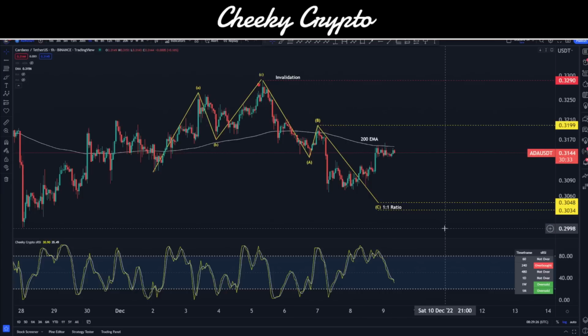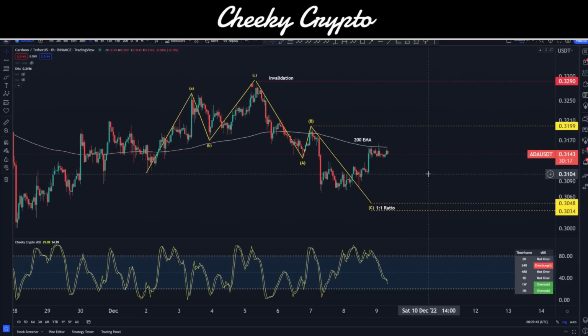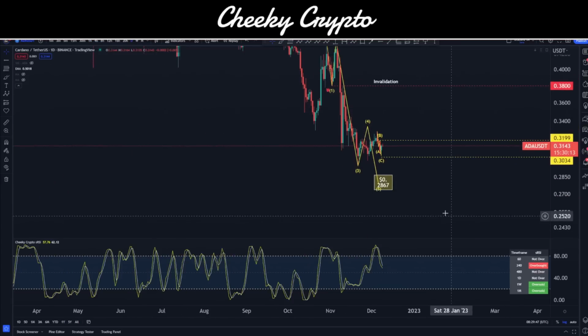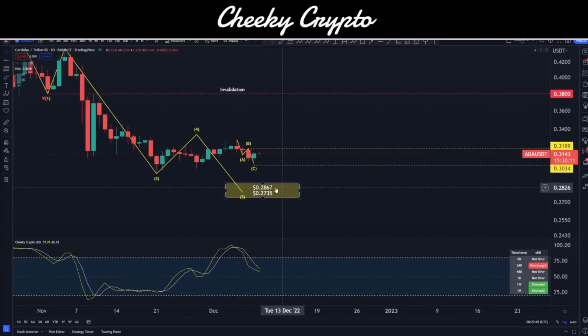That would then allow us to move into this completed range. If we do break above there, that's not the end of the world. It just means that we will have to adjust our count here to allow this to be the bottom over here on the 7th of December. Otherwise, everything else should still be following the macro plan, which unfortunately for Cardano's ADA is a little bit of a drop to the downside, and we are, of course, looking at anywhere between 27.35 and 28.67.